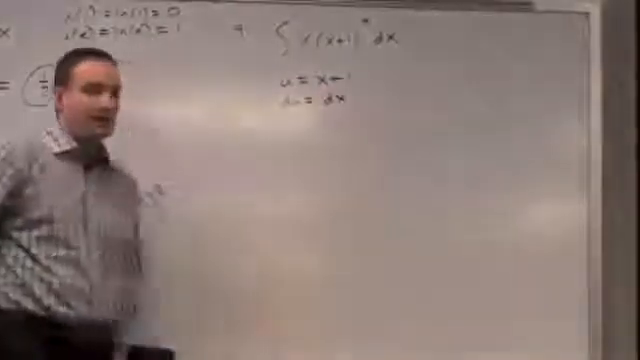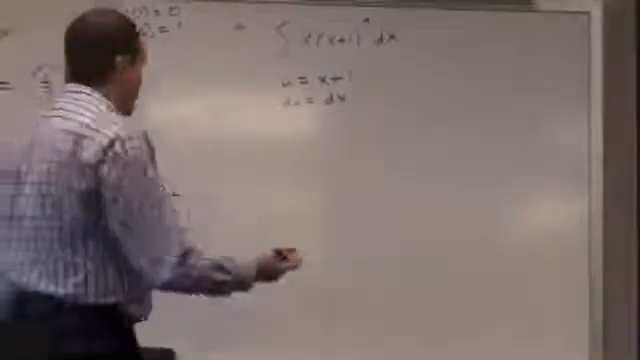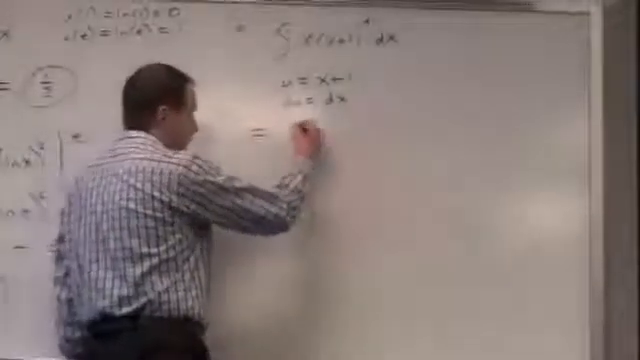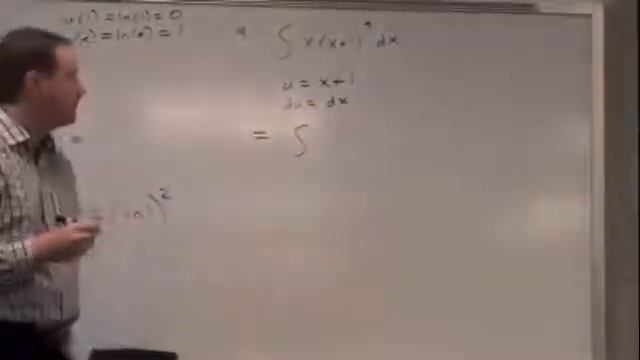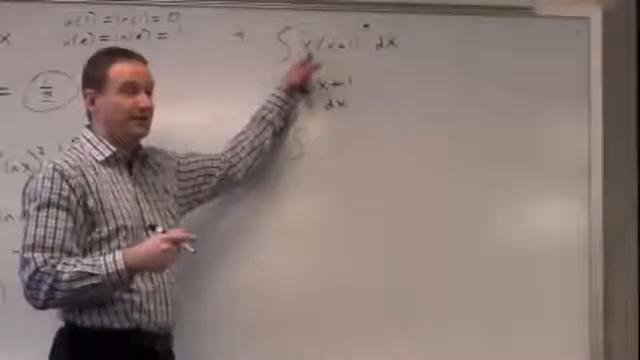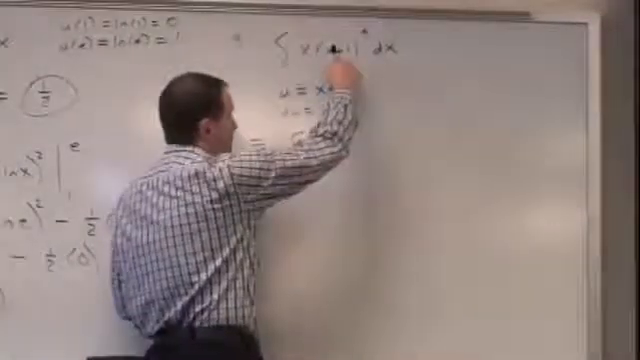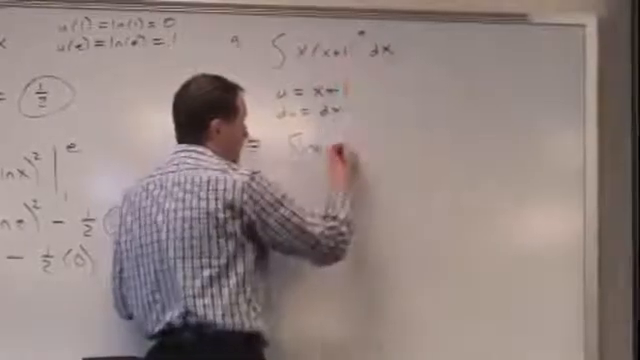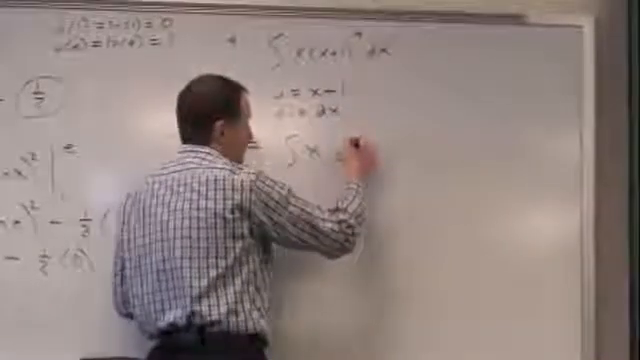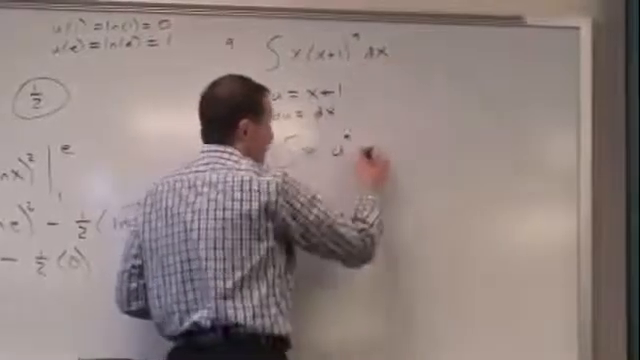So du is dx. If I try to integrate my problem, let me just go ahead and set up my integral as it is now. I don't have anything to get rid of this x. I'll put it in there for now. This group becomes u to the 9th. And du is dx, so I have the du.